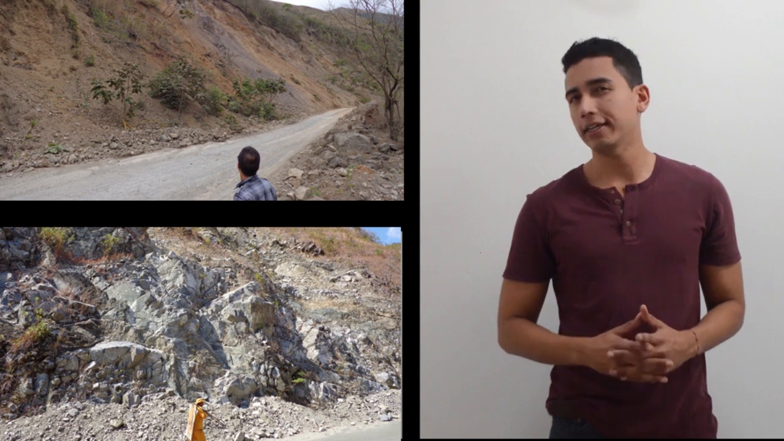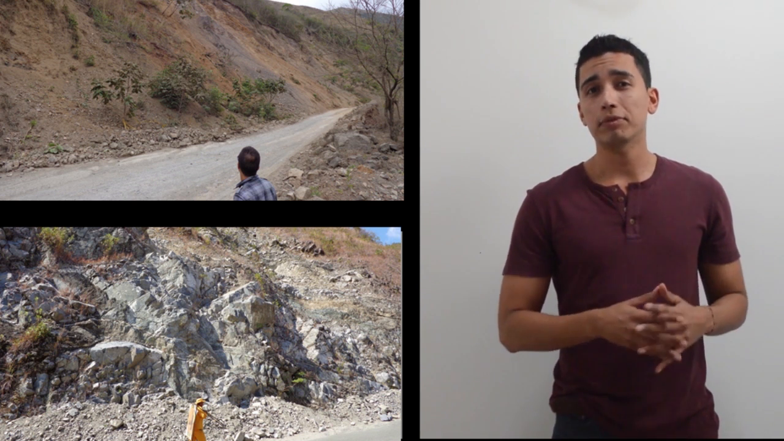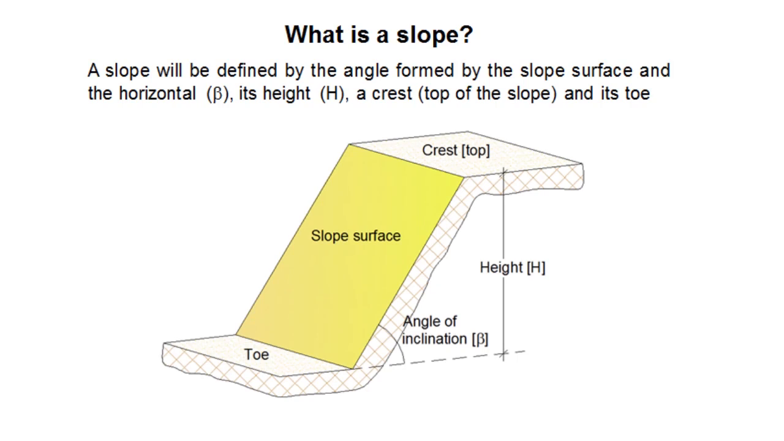A slope is any inclined surface of soil or rock which is capable of suffering a failure or a performance loss. A slope will be defined besides its surface by the angle formed by the surface and the horizontal, a height, a crest, and its toe.